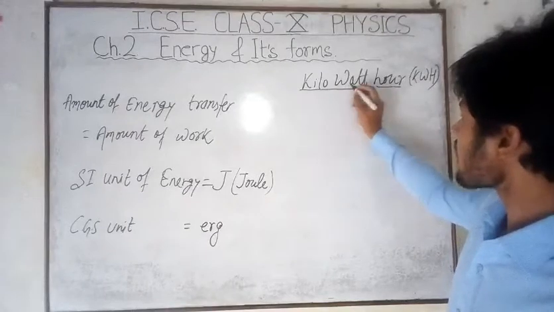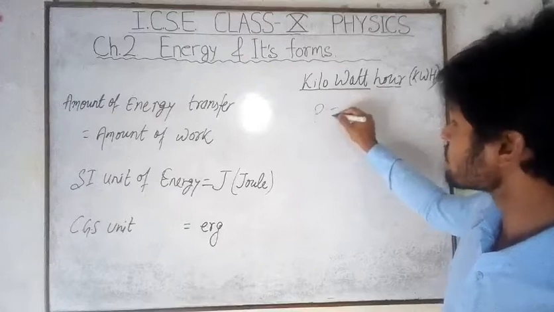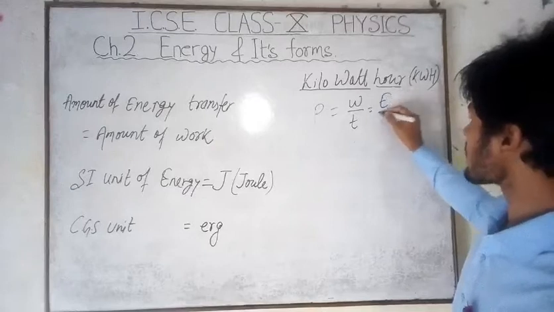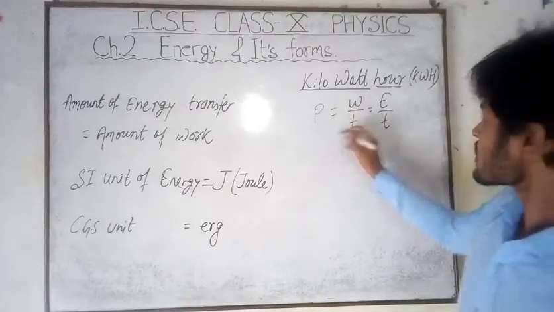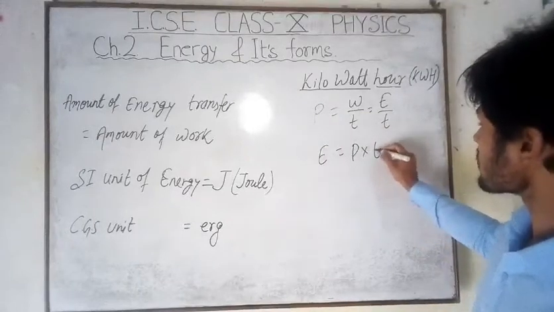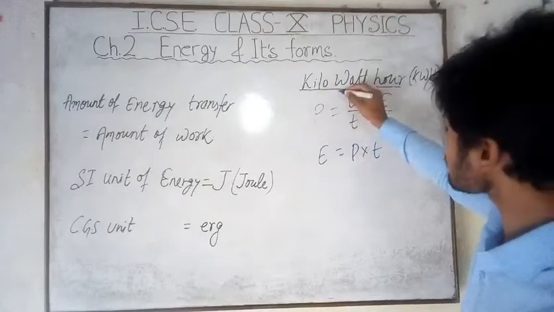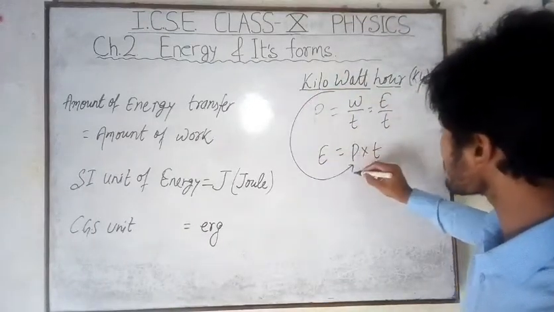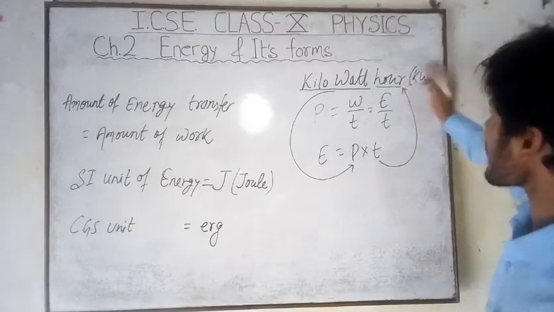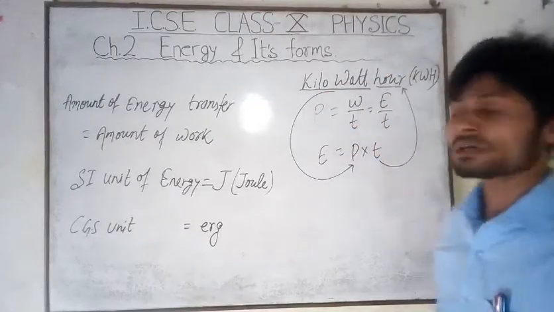So this kilowatt, watt, means the unit of power, and you all know that power is equal to work done by time. Work done may be taken as energy by time. So this energy becomes power into time, P into T. Now this unit is actually the unit of energy. We have kilowatt, which is the unit of power, and time as a unit, hour. So this power into time gives the unit of energy.